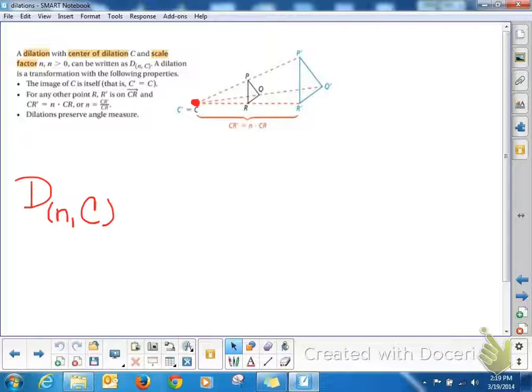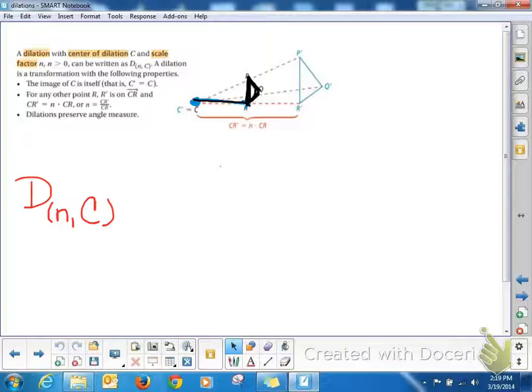A dilation is a transformation with the following properties. The image of C is itself. So the center point is the pre-image and the image. So in this picture, C is C prime. C prime is C. For all of the other points, they are on the same ray. So for this example, I have this ray, CR, and this ray goes from the center point to the pre-image. My pre-image here is this triangle PQR. That's our pre-image. So from C to R is the distance from the center point to the pre-image.